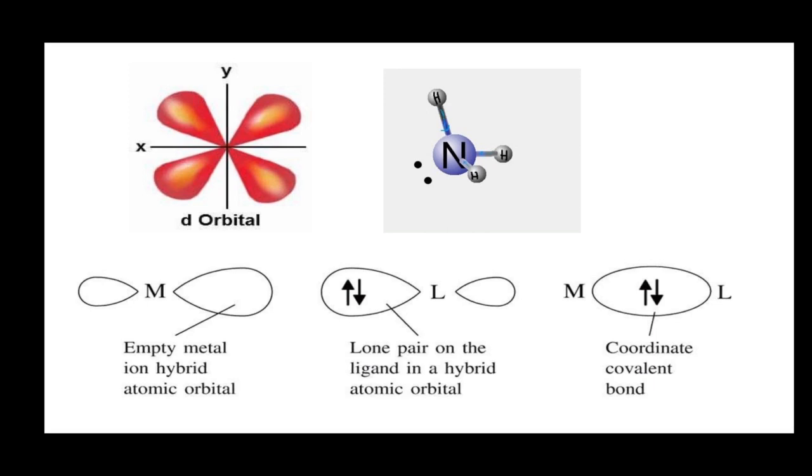Now, in this slide, you can see a metal with its d orbitals. These d orbitals are empty when a ligand is present. The ligand donates its lone pair to the empty orbital of the metal ion and a coordinate covalent bond is formed. This is how the central metal ion makes bonds with the group of ligands surrounding it.